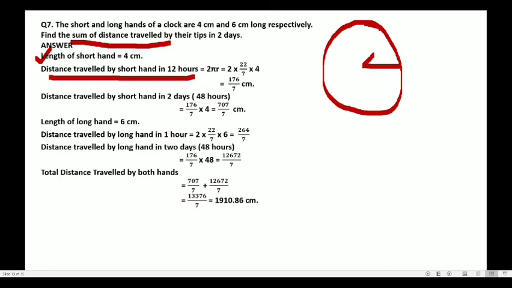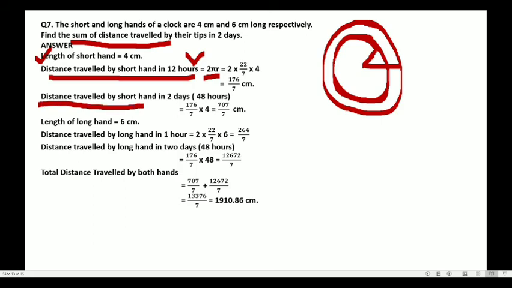Now how is it being done here? You see the length is 4 centimeters. Let this be the radius, 4 centimeters, and it's making a complete rotation. Complete rotation means 12 hours. This clock is completing a rotation in 12 hours. So in 12 hours, it has covered a distance equal to one circumference. This is 2 pi r. So it has been converted here to 176 by 7. Now this has been done in 12 hours.